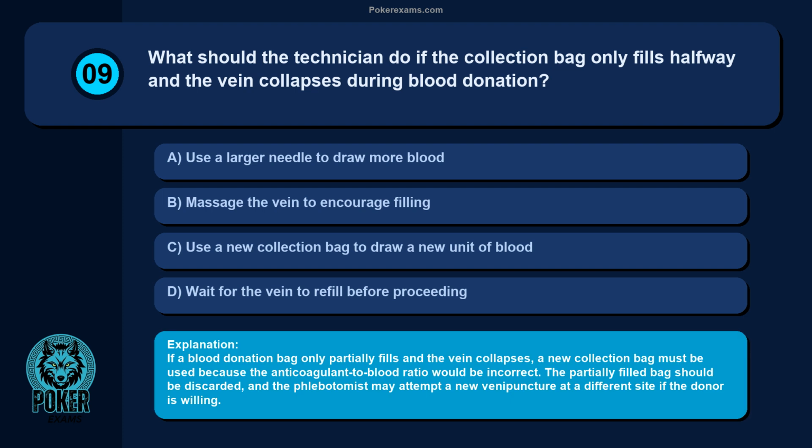If a blood donation bag only partially fills and the vein collapses, a new collection bag must be used because the anticoagulant to blood ratio would be incorrect. The partially filled bag should be discarded, and the phlebotomist may attempt a new venipuncture at a different site if the donor is willing.